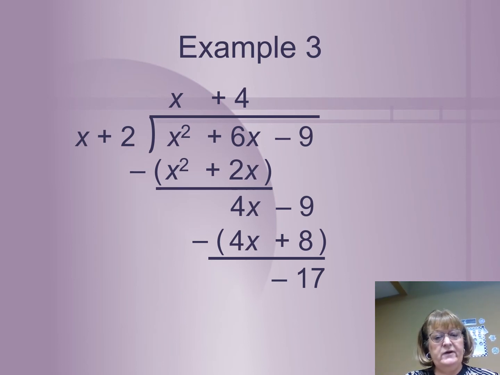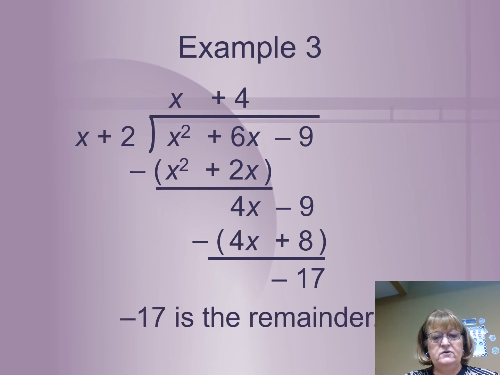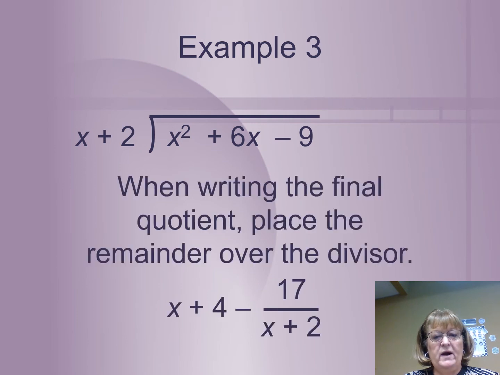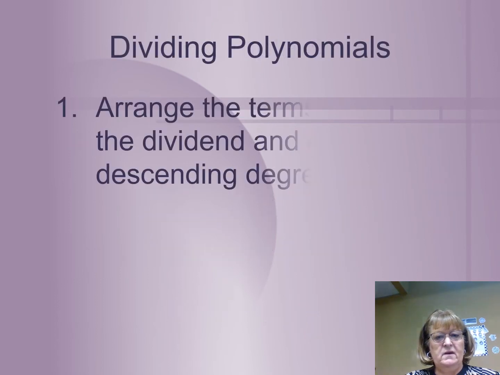Now you have a remainder here of -17. And when writing the final quotient, place the remainder over the divisor, the expression outside of the division sign. So our answer is x plus 4 minus 17 over x plus 2. That's our final answer.